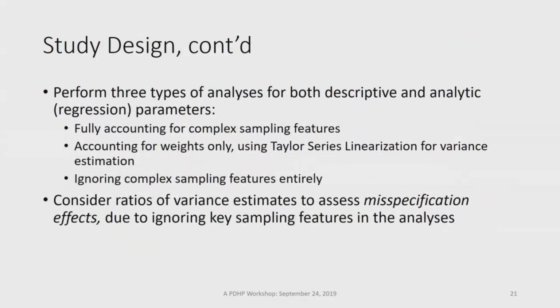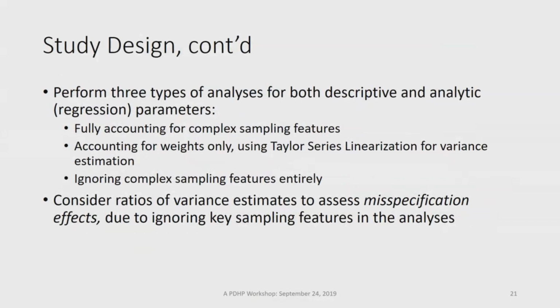Okay, so in terms of this implication step, we performed 3 types of analyses for both descriptive and regression parameters. So we fully accounted for the design features, like I was talking about, with appropriate design-based analyses. We accounted for the weights only, still using linearization for variance estimation. And then we ignored the complex sampling features entirely. So we want to see what would happen to our inference across these 3 different approaches. Will we reach different conclusions? Will we paint different pictures of the populations, and so forth?